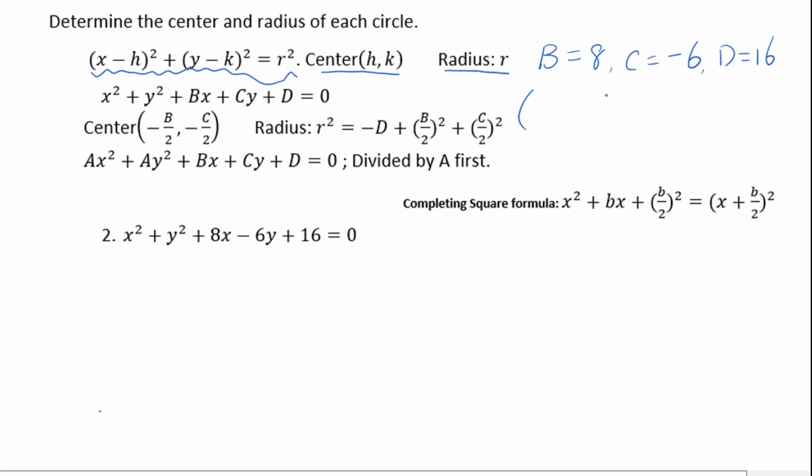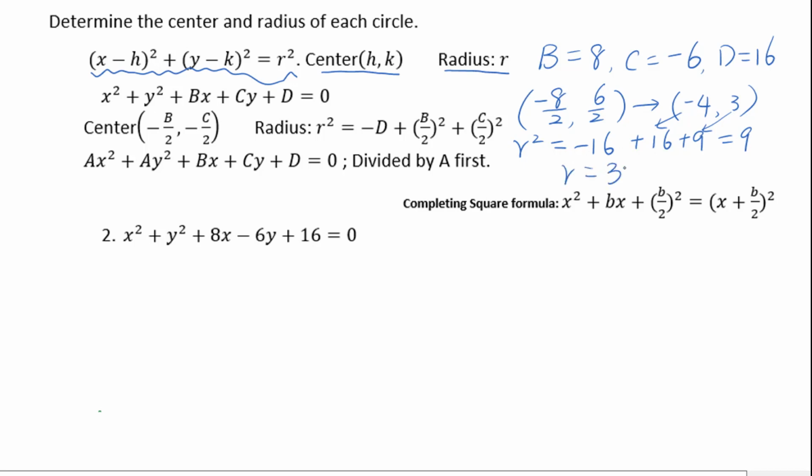So for the center, negative b over 2 will be negative 8 over 2. Negative c over 2 will be 6 over 2. So we get (negative 4, 3). For the radius, r squared equals negative d, which is negative 16. Then you add negative 4 squared, which is 16. You add 3 squared, which is 9. So that equals 9. r equals 3.